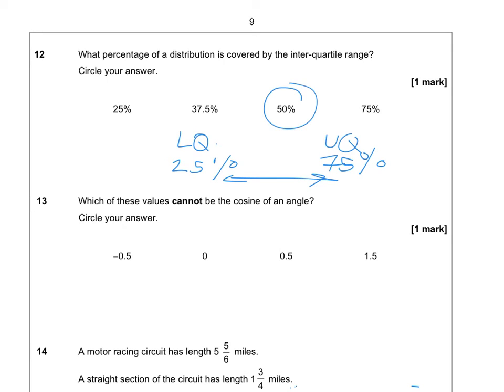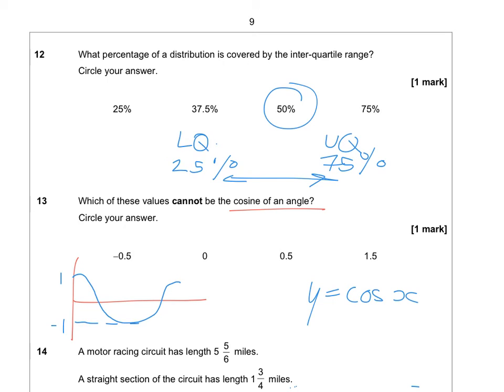Question 13. Which of these values cannot be the cosine of an angle? If we look at the graph, and I'll draw a quick sketch here of y equals cos x, the graph runs from a maximum value of 1 down to a minimum value of -1. You cannot have a cosine of an angle that is bigger than 1 or smaller than -1. So 1.5 is the answer that cannot be correct.